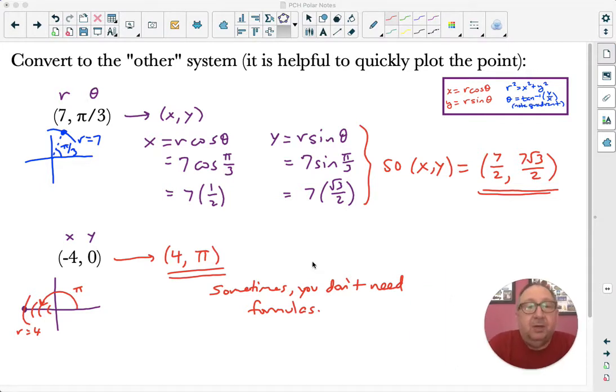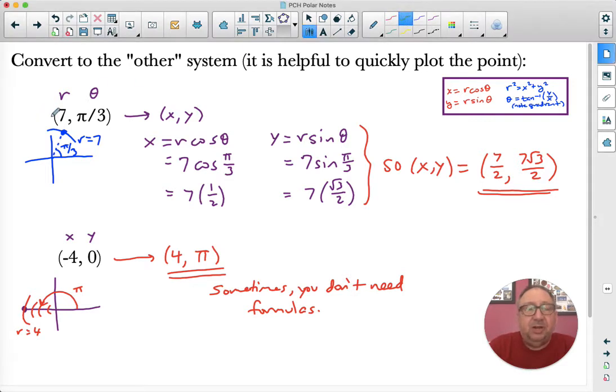Okay, so what we're looking at here is converting coordinates to the other system, and that depends on what system we're starting in. Here we're starting with an r and a theta, and we want to convert to x, y. This happens to be the easiest direction to convert because we know the r and the theta, so we're just going to plug them directly into these formulas to get x and y. So x is r cosine theta, that's 7 cosine pi over 3.